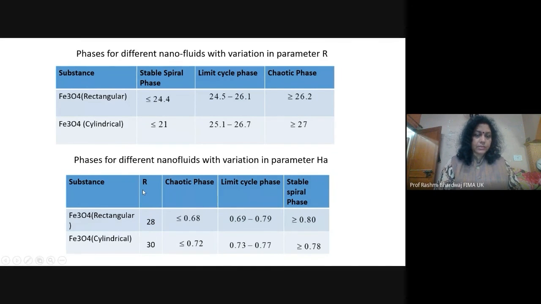So when R is 28, this is the chaotic phase. This means if the Hartmann number is less than or equal to 0.68, you have the chaotic phase. If it is 0.69 to 7.79, we get the limit cycle. But as we increase the Hartmann number, meaning the magnetic flux density, beyond 0.8, you again get the stable spiral phase. That is the most important part. And you know that the Chinese and the Japanese use magnetic therapy to control these types of diseases.